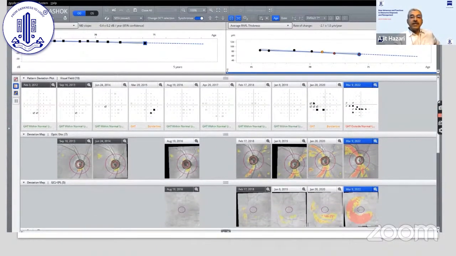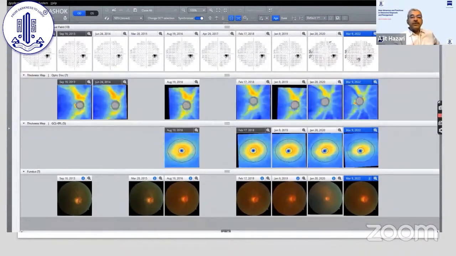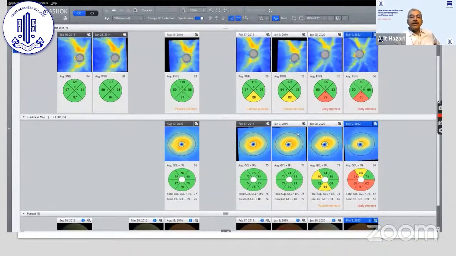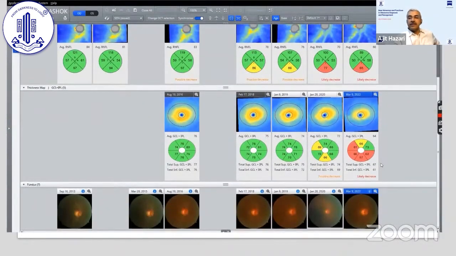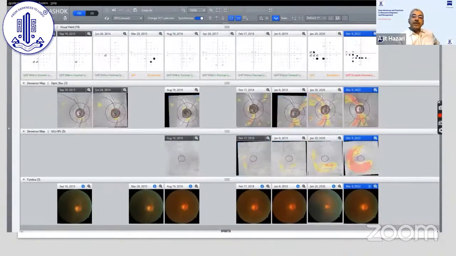Similarly, for the OCT data, you have the deviation map, which can show progressive changes or increase in the RNFL thinning. Then you have the color-coded maps also, which show the thickness map for the RNFL, the GCA. And we can also look at the tabular data or the actual numerical data of various quadrants to see where the progression is. And at the bottom, you have the disc photographs, and you can click on them and evaluate them further.